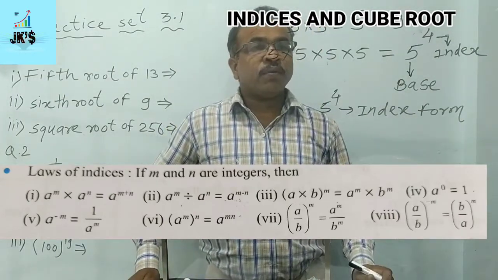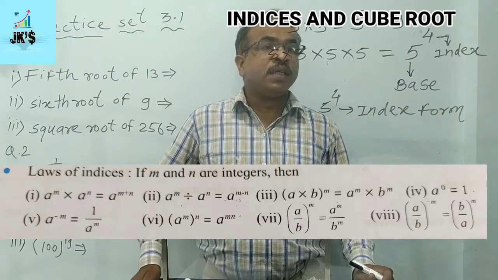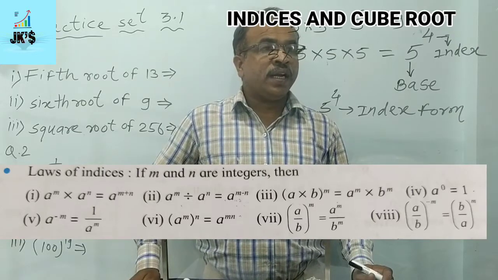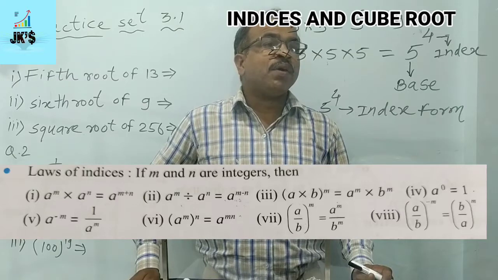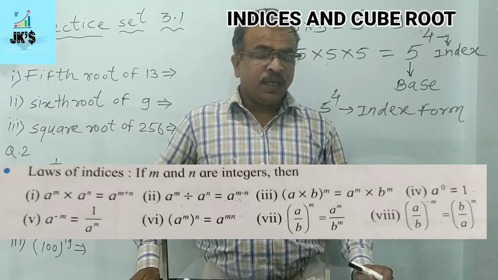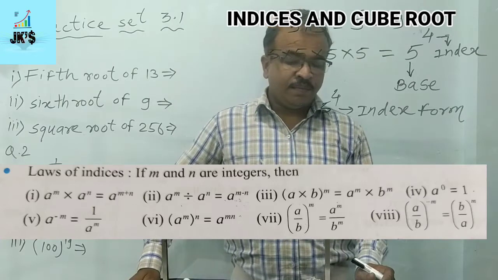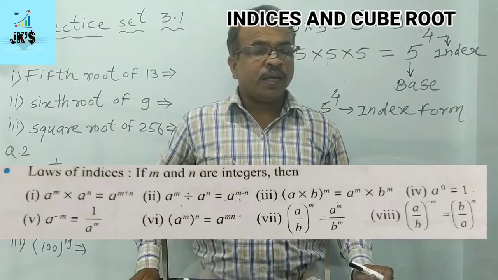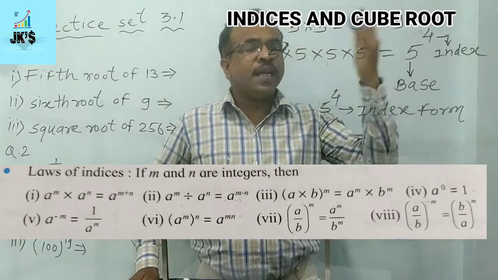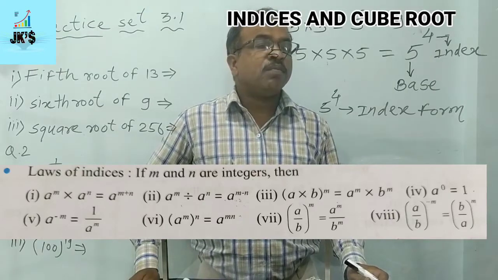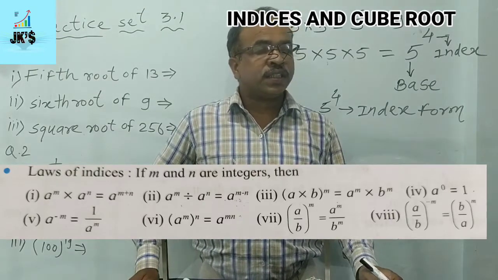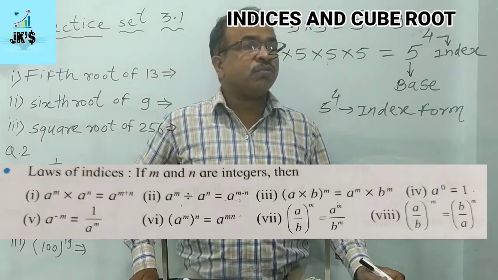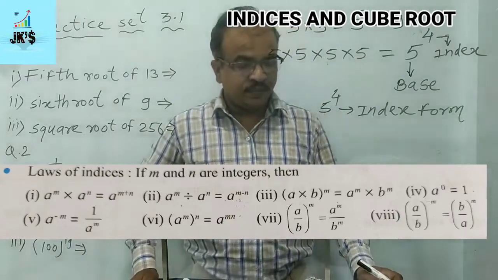Next one, a to the power minus m. If the index of any number is negative, then we take the reciprocal of it and the index becomes positive, means a to the power minus m equals 1 upon a to the power m. Next one, a to the power m, bracket complete, to the power n. If the index of the index is given, then the indices are multiplied. Means a to the power m to the power n equals a to the power m into n.